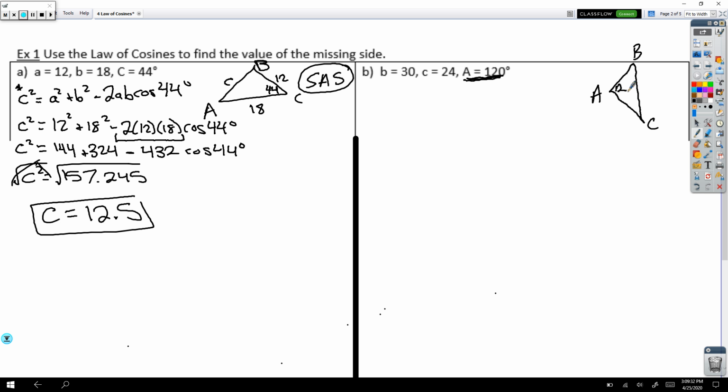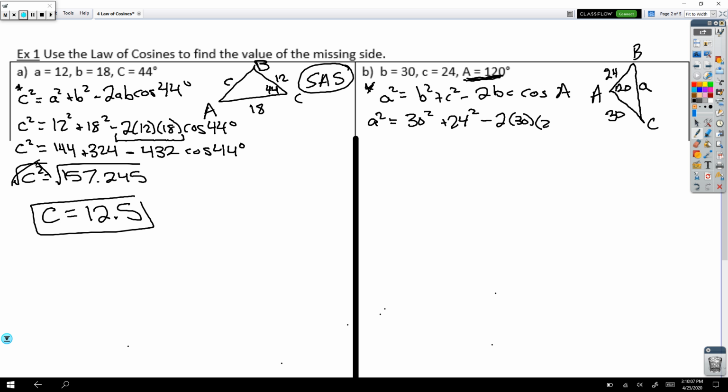So A is 120. Side B is 30. Side C is 24. So this time, we're solving for side A. So I want to pick the formula that starts with A squared equals. So B squared plus C squared minus 2BC cosine of A. Plugging everything in, A squared equals 30 squared plus 24 squared minus 2 times 30 times 24 cosine of 120.